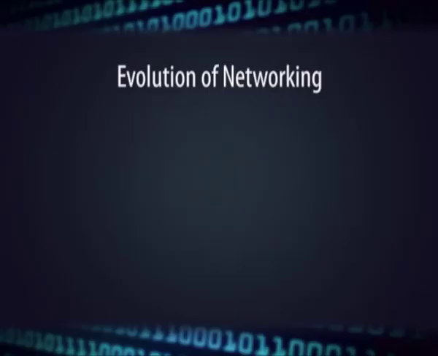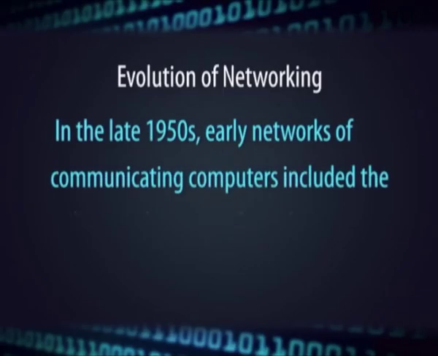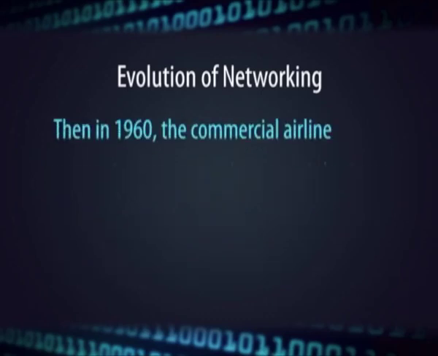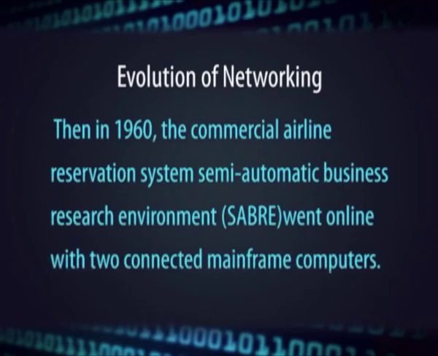Now, let us know how the evolution of networking took place in the history of computer networking. In the late 1950s, early networks of communicating computers included the military radar system known as SAGE, that is Semi-Automatic Ground Environment. Then in 1960, the commercial airline reservation system Semi-Automatic Business Research Environment, known as SABRE, went online with two connected mainframe computers.